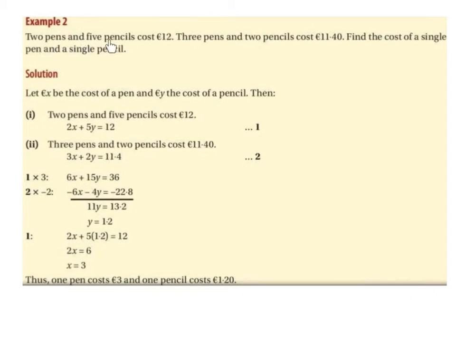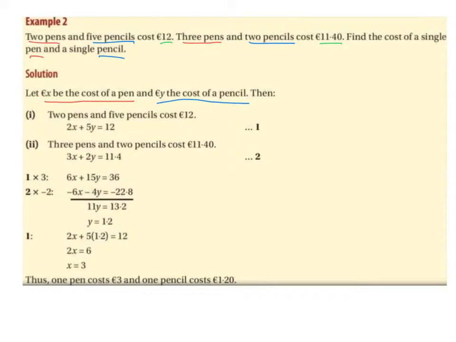2 pens and 5 pencils cost €12. 3 pens and 2 pencils cost €11.40. Find the cost of a single pen and a single pencil. So we're going to let X be the cost of the pen and Y be the cost of the pencil.